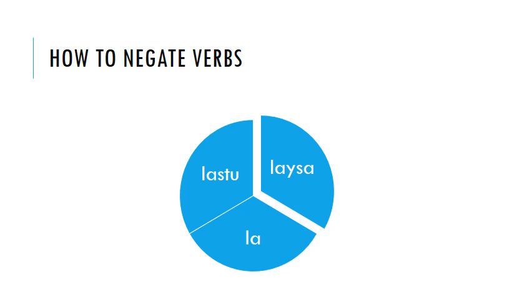The other part of our lesson is how to negate verbs, or in other words, how do we change from affirmative into negative? Usually, to change from affirmative into negative, we have to use three words, and each word has a different situation in the sentence. We negate verbs using lastu, laisa, or la.